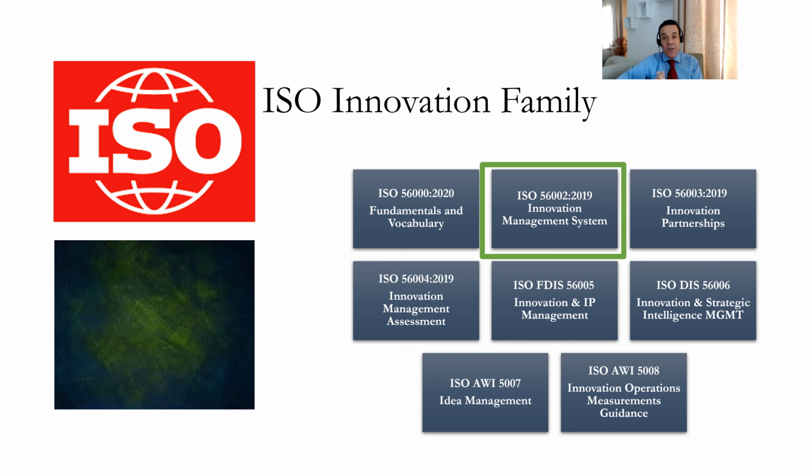So you have one standard that focuses particularly on terminology and vocabulary. If you are struggling on what innovation means, what innovation management means, what assessment means, what entity means, what an innovative product means, you've got a very good reference, which is ISO 56000, which was published in 2020, and that gives you very good definitions of these vocabularies. Then you've got another standard that focuses on partnership. You've got another standard that focuses on innovation management assessment.